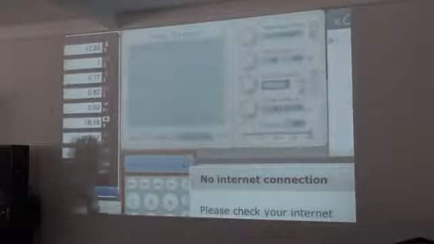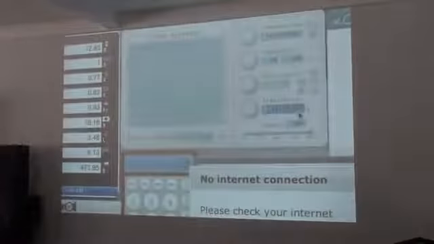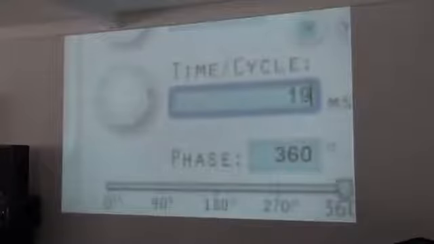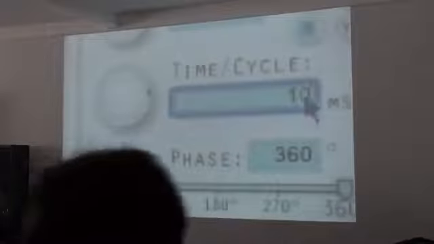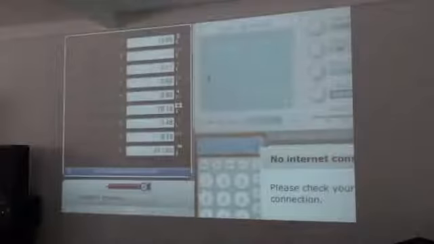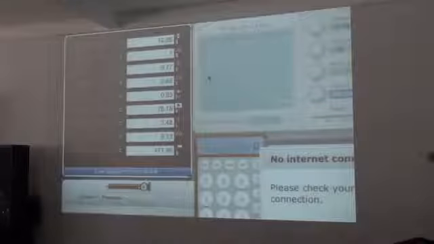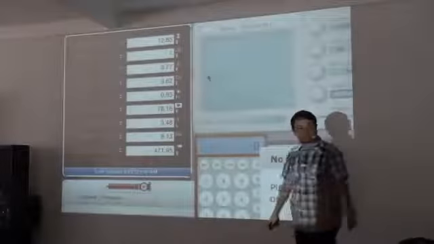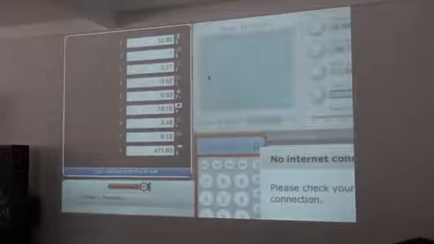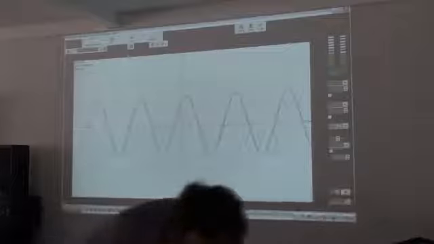If I come here in this calculator and write 10 milliseconds, it tells me that the frequency is 100 Hz. So, in other words, the distance from the beginning to the end, or the distance between peak to peak, is 10 milliseconds.